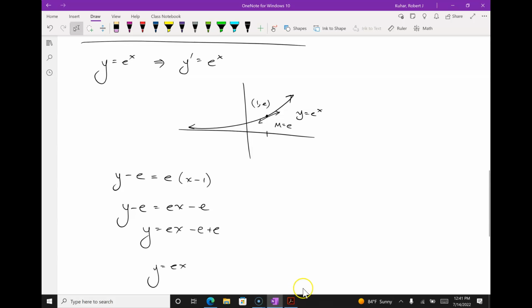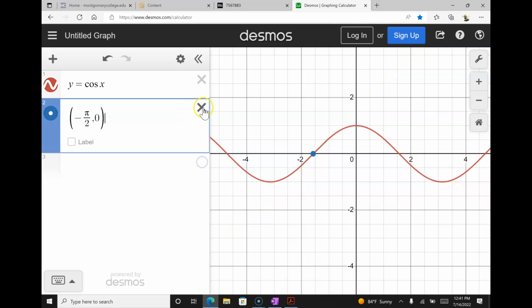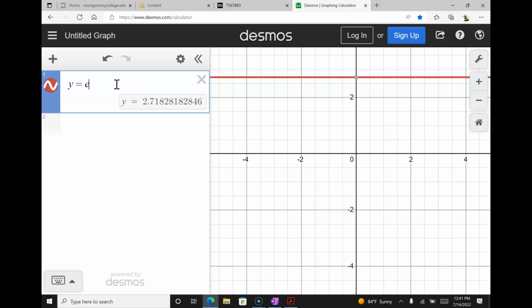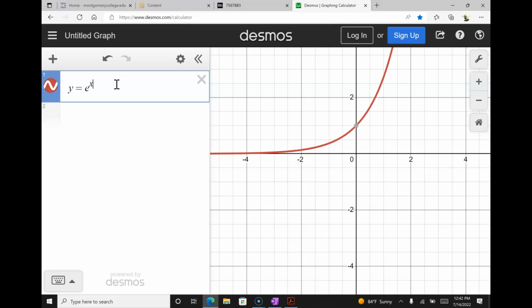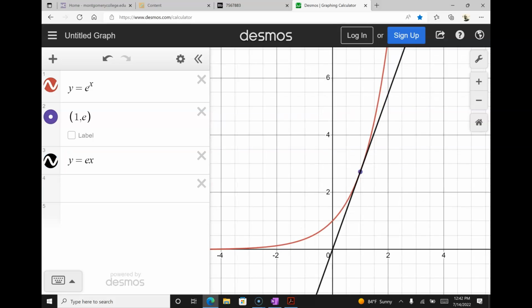Let's do it on Desmos. So there's my curve e to the x. I had the point 1 comma e. Nice, it worked, right? And my tangent line became y equals ex. There it is. Gotta love it.